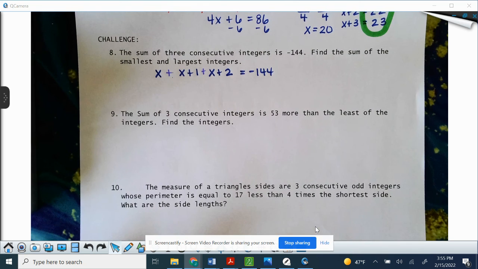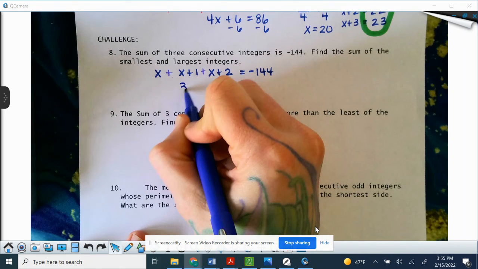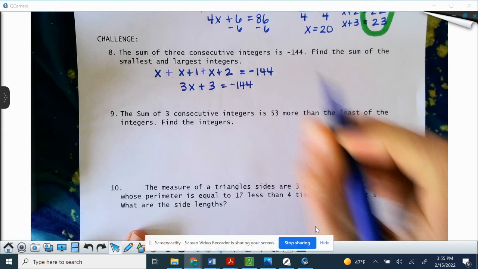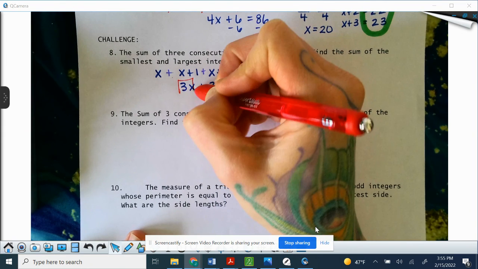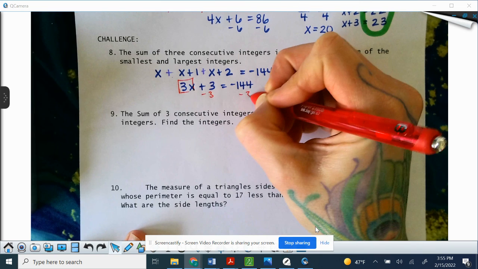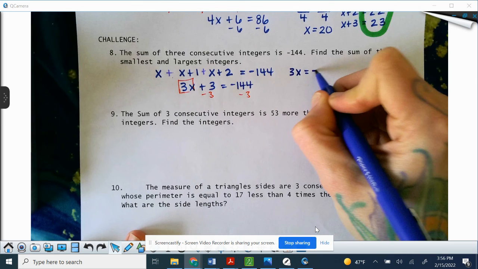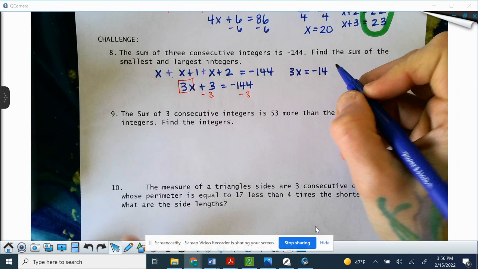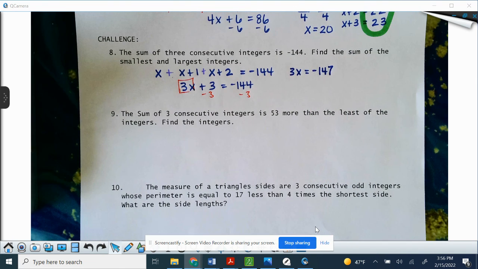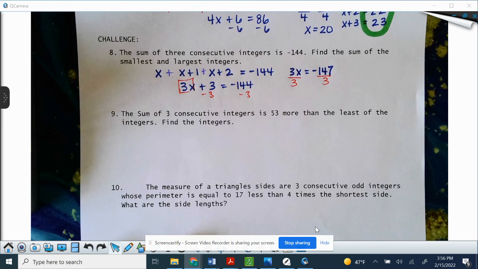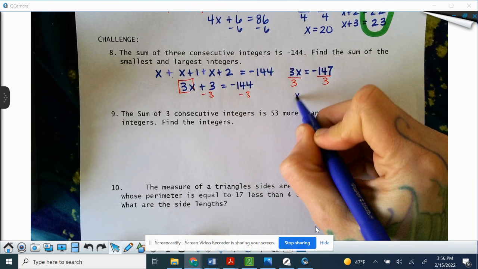So I have 3x plus 3 equals negative 144. I need to get that 3x by itself, so I'm going to subtract 3 from both sides. So it's going to be 3x equals negative 147. That 3x is 3 times x, so we're going to divide, because that's the inverse of multiplication, so divide both sides by 3. And so x is going to equal negative 49.